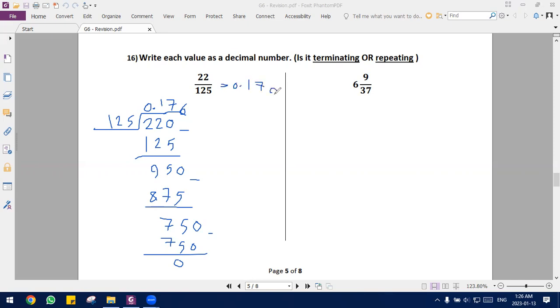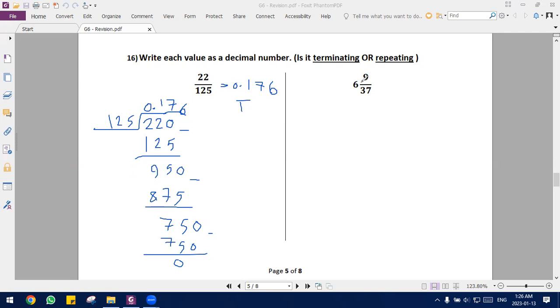So if you need to write it as a decimal value, it's 0.176. Now the question says, and then say if it is terminating or repeating. Terminating means you can write it as a decimal and then it ends. So here, like 176, it ends. But for repeating, it will keep repeating itself, like infinitely, we cannot finish. So this one is terminating because it finished after 3 values.